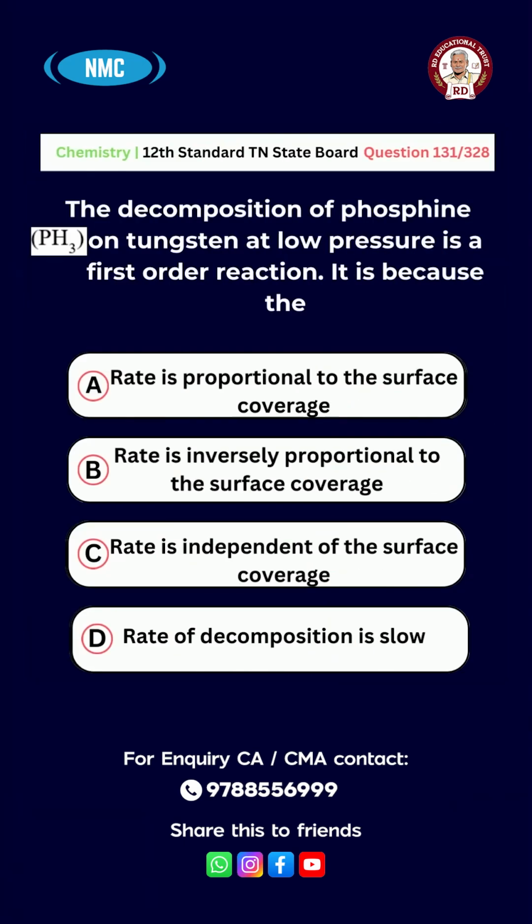Question number 131. The decomposition of phosphine PH3 on tungsten at lower temperature is a first order reaction. It is because the option A, rate is proportional to the surface coverage. Option B, rate is inversely proportional to the surface coverage. Option C, rate is independent of the surface coverage. Option D, rate of decomposition is low. The correct option is option C, rate is independent of the surface coverage.